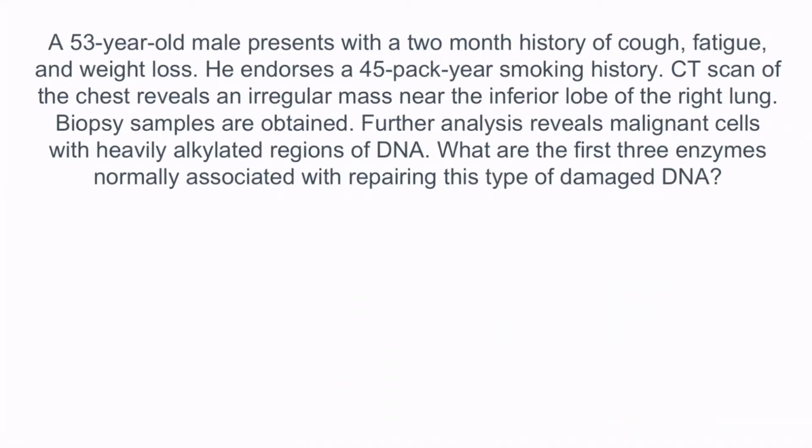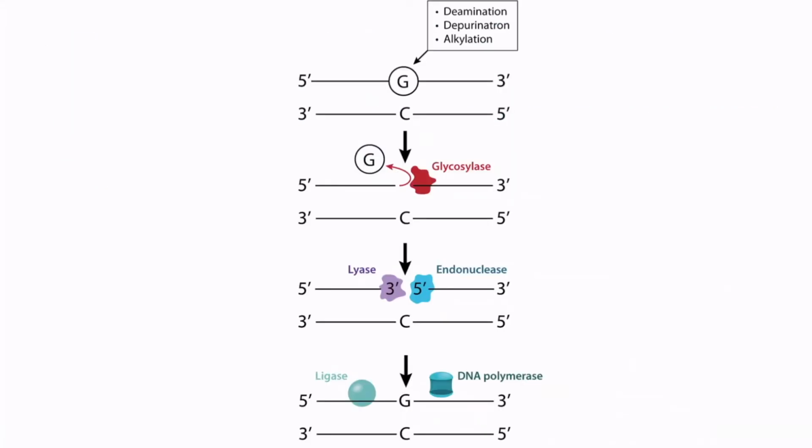From the question stem, hopefully you notice that this patient has lung cancer, and the question stem also states that the DNA contains heavily alkylated regions. Remember, base excision repair is responsible for repairing non-bulky DNA alterations, which includes alkylation. Also recall that carcinogenic exposure, such as smoking, can cause these alterations. So the question is really asking, what are the first 3 enzymes involved in base excision repair? This is a detailed figure of base excision repair, and you can see that glycosylase, endonuclease, and lyase are the first 3 enzymes involved in this type of repair. Okay, let's do another question.